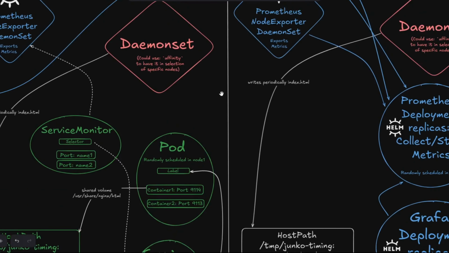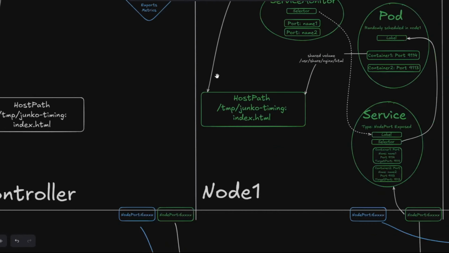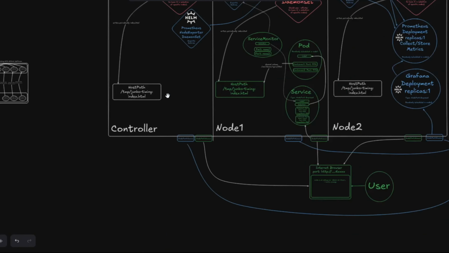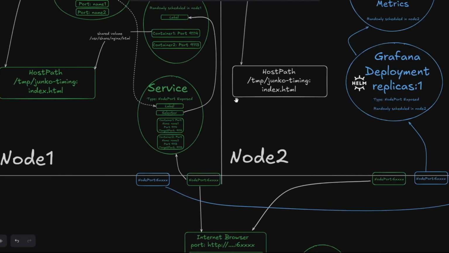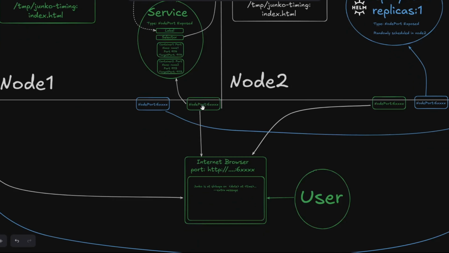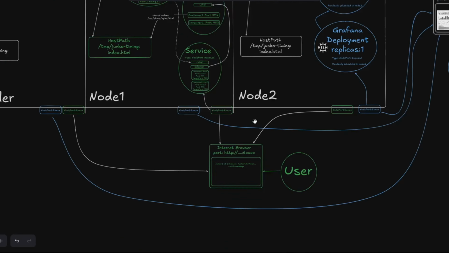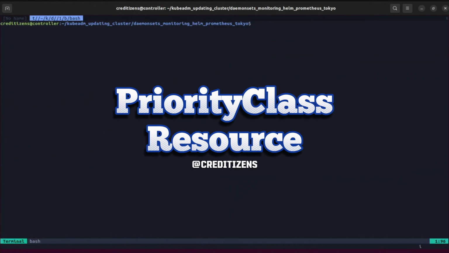So we're focusing on that, and later on I'll go into more detail on all the other things that you haven't seen in this diagram. So just here focus on DaemonSets, hostPath, the pod will be scheduled in any node, and we'll be having a service of type NodePort, and the user will be able to see the HTML page.